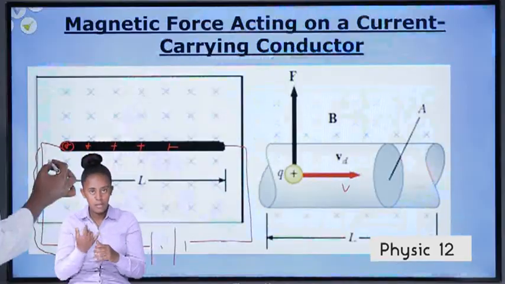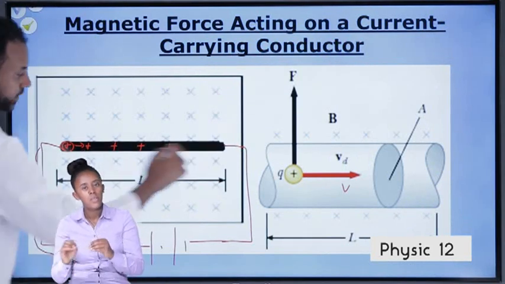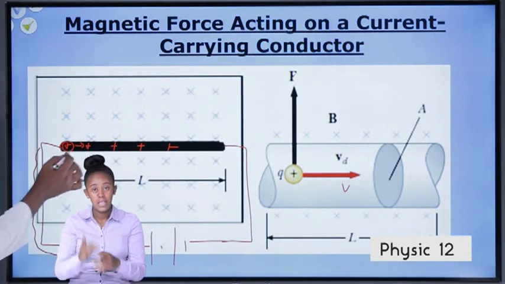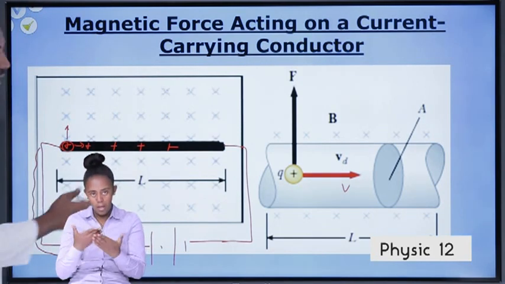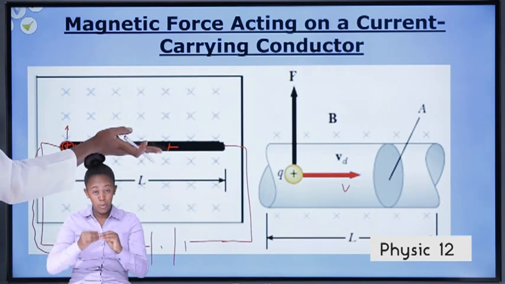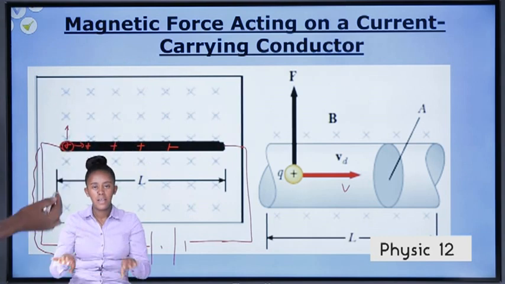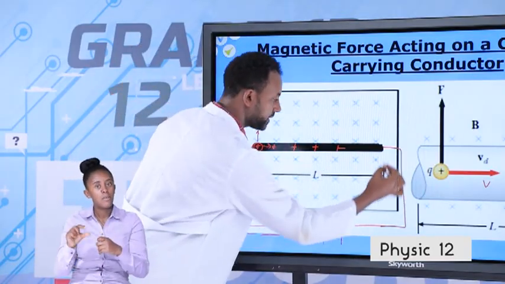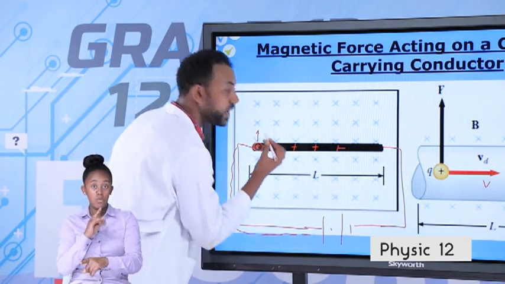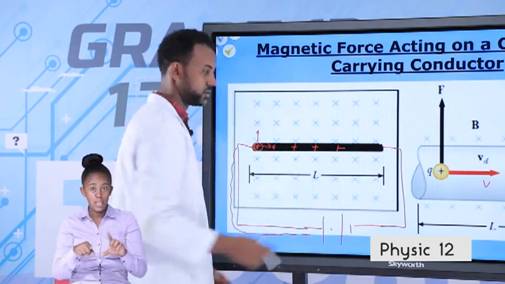They are moving with a velocity v in this direction, so the force exerted on each charged particle will lift this current-carrying conductor upward. So let's say that this charged particle is moving a distance of s, or a length of the wire L. Let's call it L.